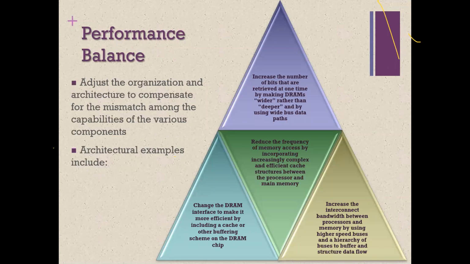And then there's also the change with regards to the DRAM interface to make it more efficient by including a cache or other buffering scheme on board the DRAM chip. So the same concept that we employed in the main processor has also now been employed in the DRAM, the dynamic random access memory.